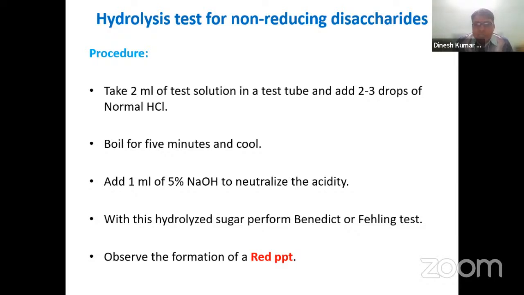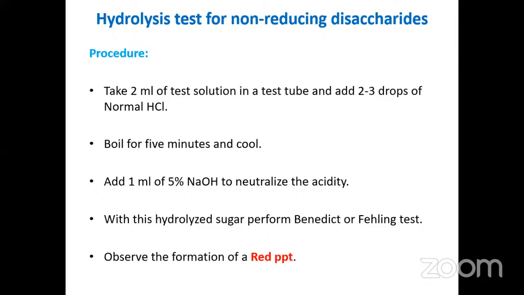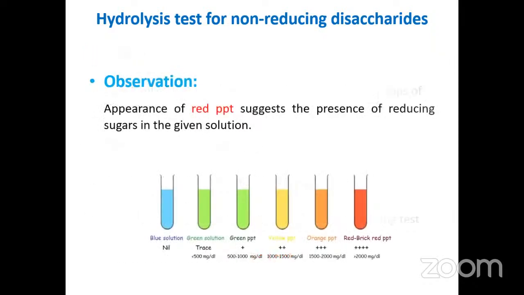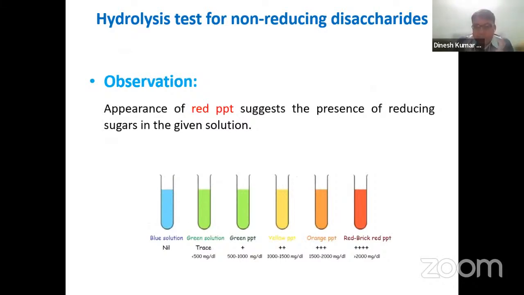In these 5 minutes, it will be hydrolyzed and form the glucose and fructose. Then to neutralize the acidity of HCl, we add the NaOH. Then we perform the Benedict or Fehling test and observe the formation of red PPT. If it is hydrolyzed, then it will give the same Benedict colors. The red PPT will be there after the test.